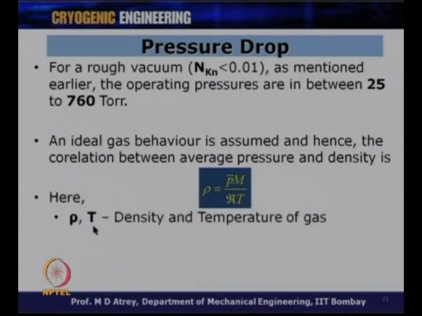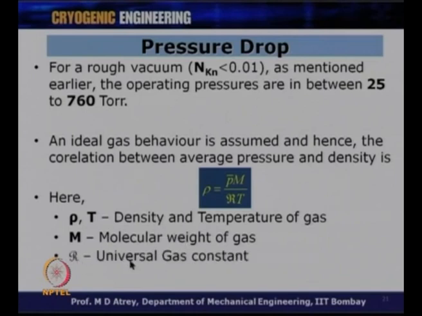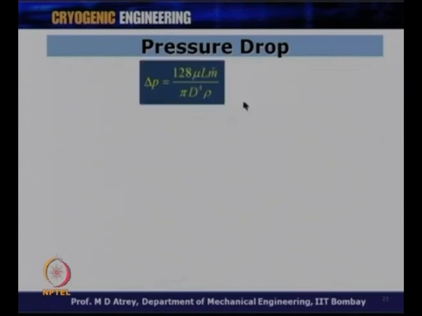Here rho and T are density and temperature of the gas, and we are talking about rough vacuum now. With Knudsen number less than 0.01 or operating pressure between 25 to 760 torr, the ideal gas relationship is valid. M is the molecular weight of the gas, R is the universal gas constant, while P is the average pressure.